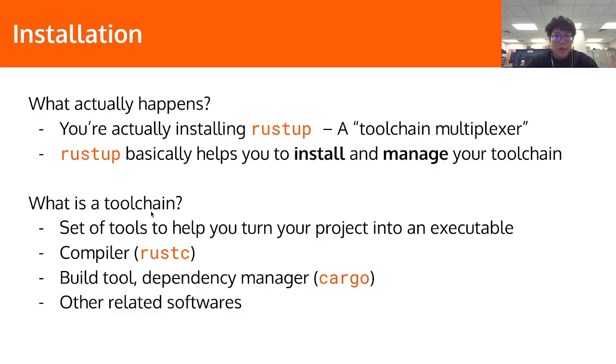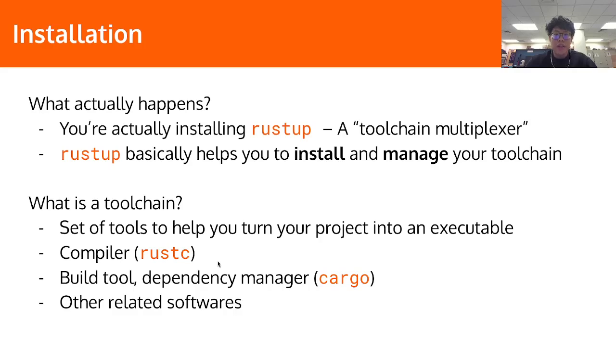Right? And also more generally, what it means when we say to install a language, when we say installing Rust or installing Python or installing Java. What happens is that the toolchain is a set of tools to help you turn your project into an executable. Your project here is the source code that you write, and then you need to turn that into an executable that your machine can run, right?